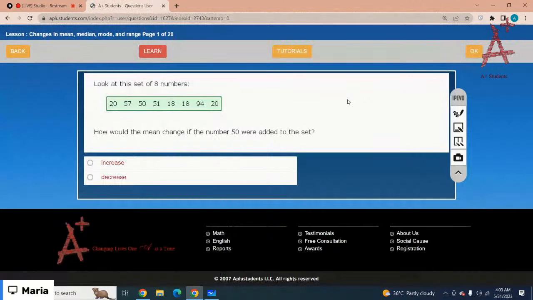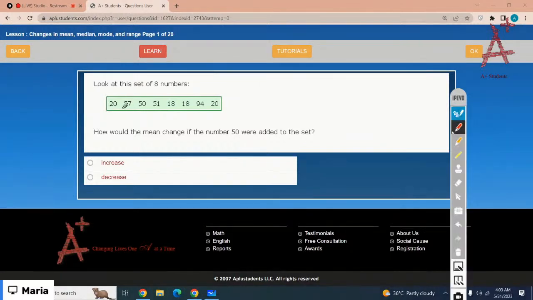Look at the set of 8 numbers. How would the mean change if the number 50 were added to the set? Okay, you are given the 8 numbers. You have to see how the mean changes. Let's just calculate the mean for the given data. Got it? How do you calculate mean? For the mean, you have to add them all and divide by the count, 1, 2, 3, 4, 5, 6, 7, 8.